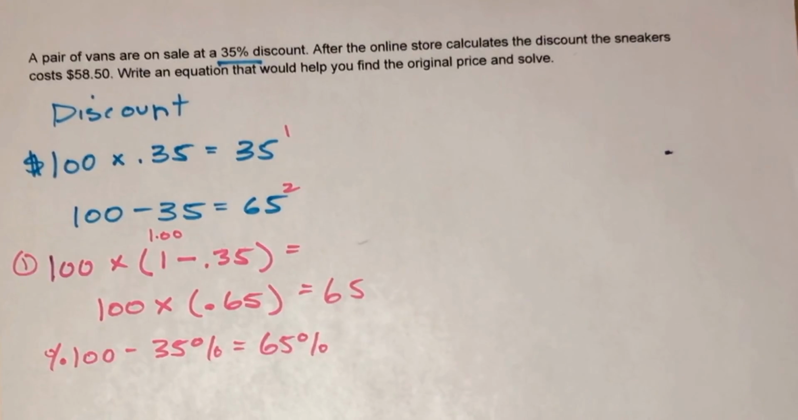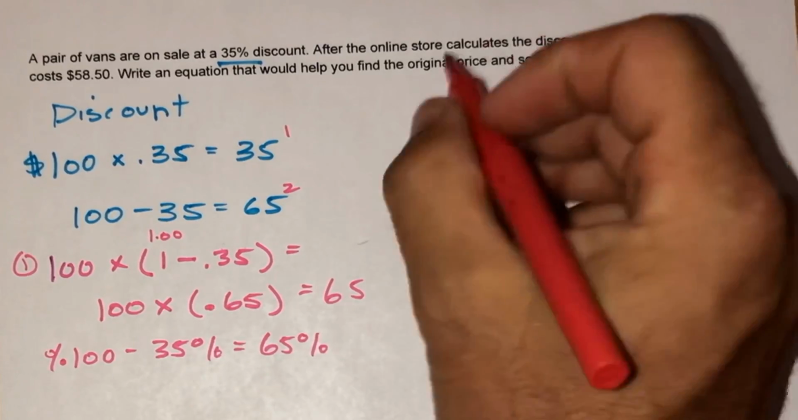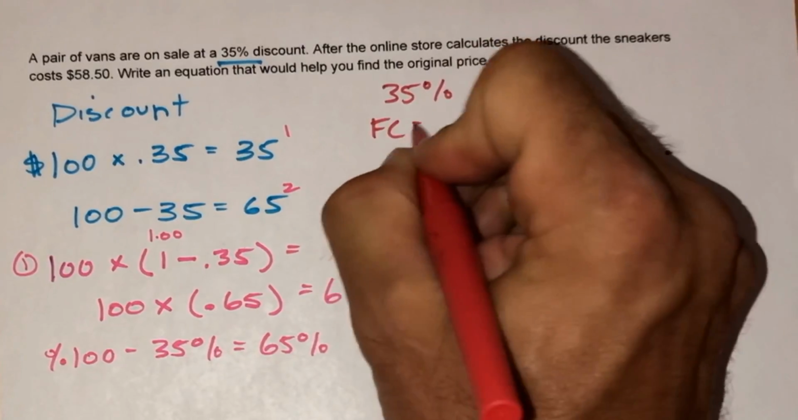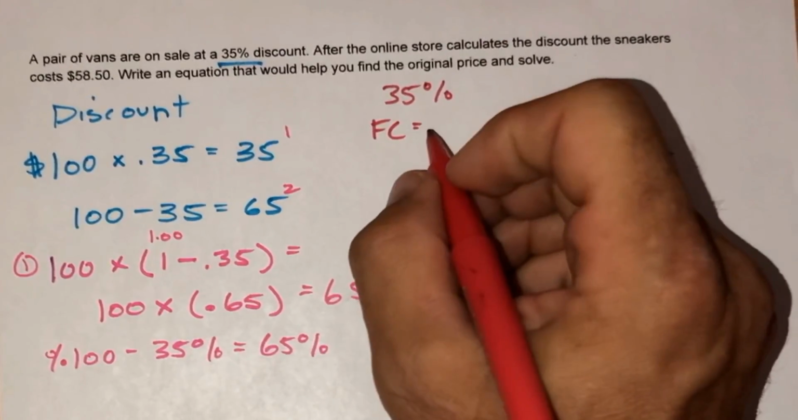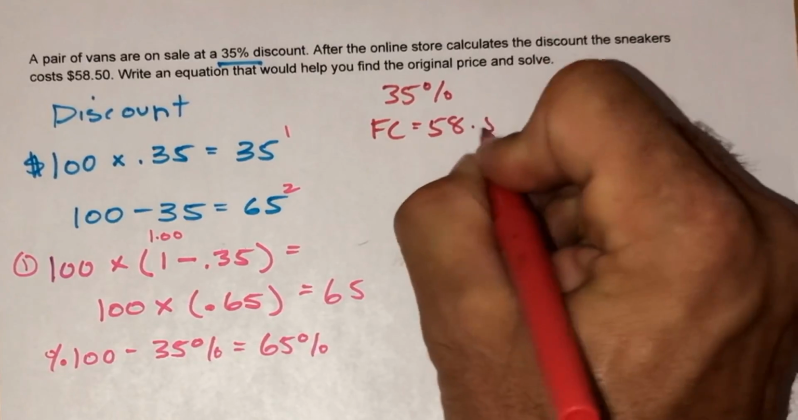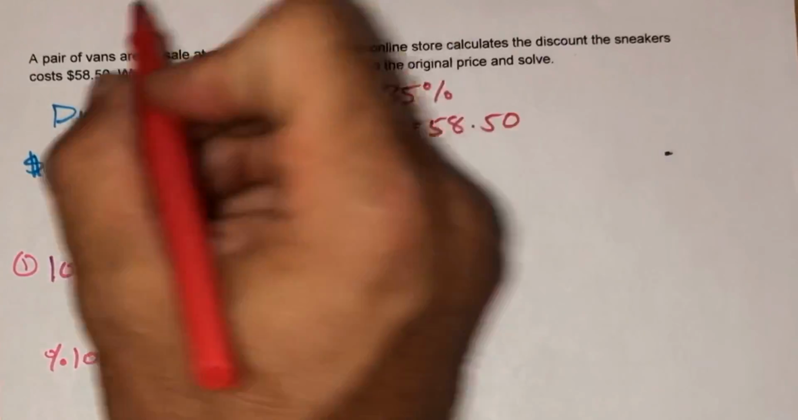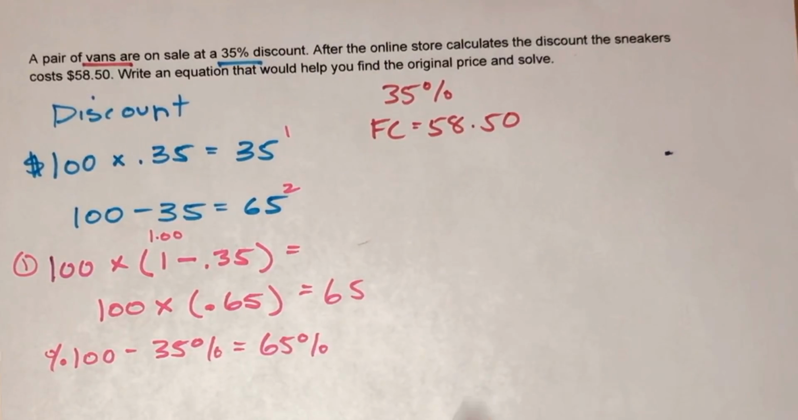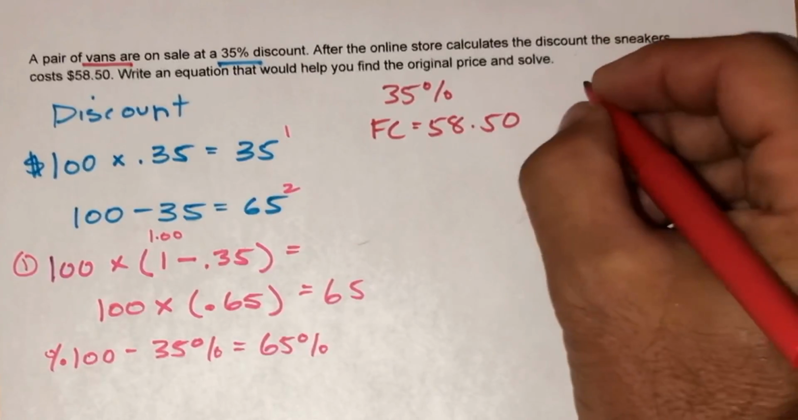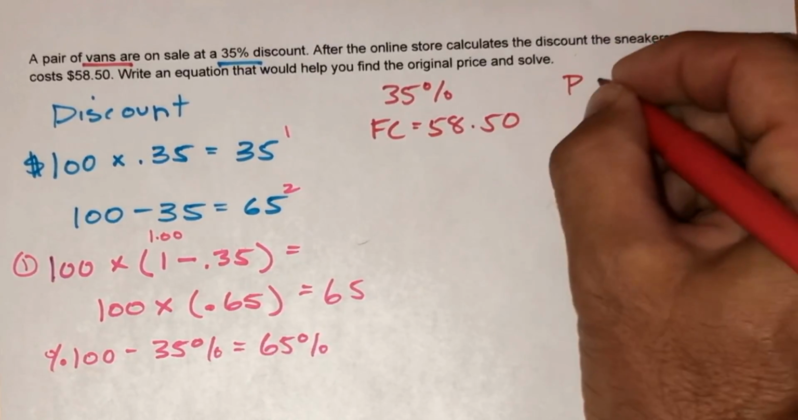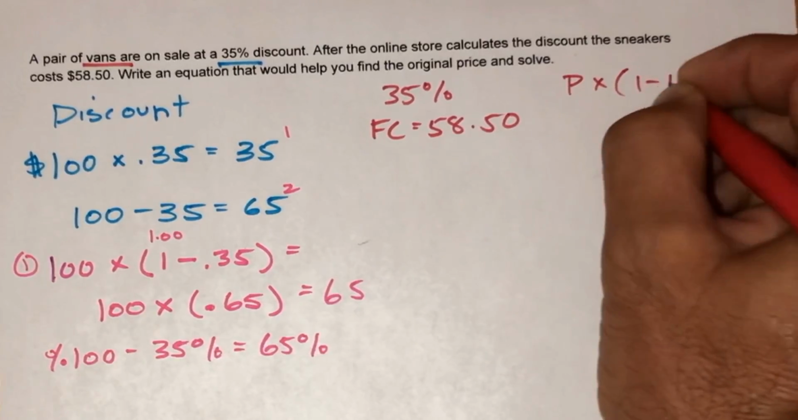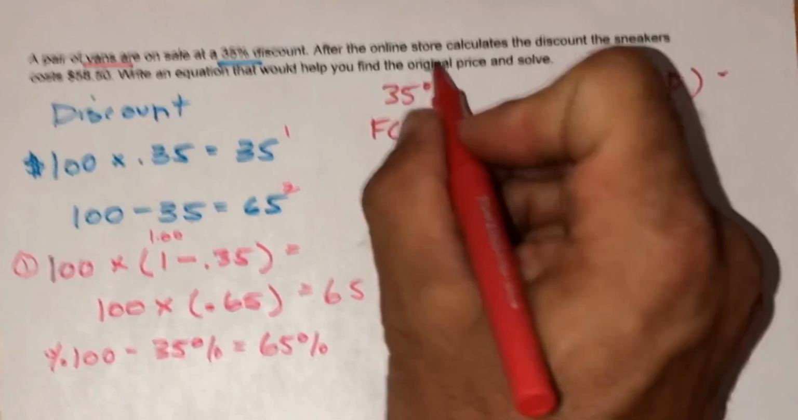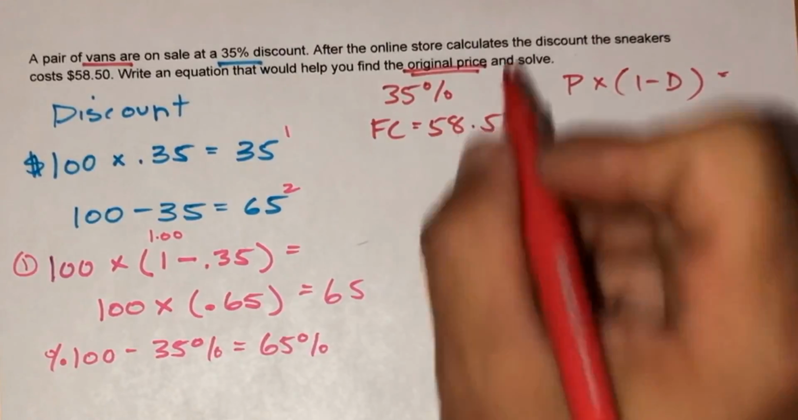So in this question, let's list out some of the information. Okay, the discount is 35%. Final cost, FC, that's a good acronym to use for final cost, is $58.50. So meaning after I sold this pair of vans at a 35% discount, they cost $58.50. This is a great question I like to bring up, because it's very easy just to give you the price and tell you to multiply by its discount and then come up with the answer. Here they're giving you the answer and they want you to come up with the original price. That's a big question I like to ask.